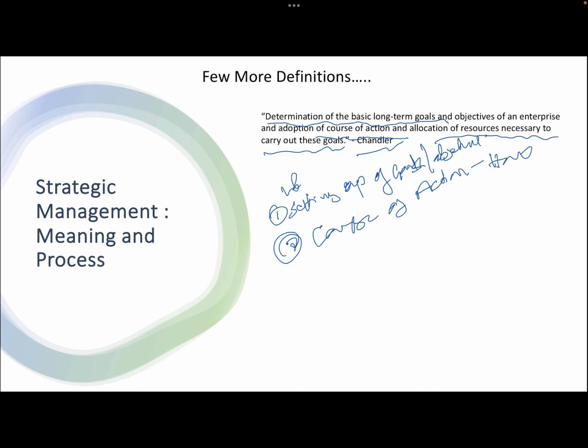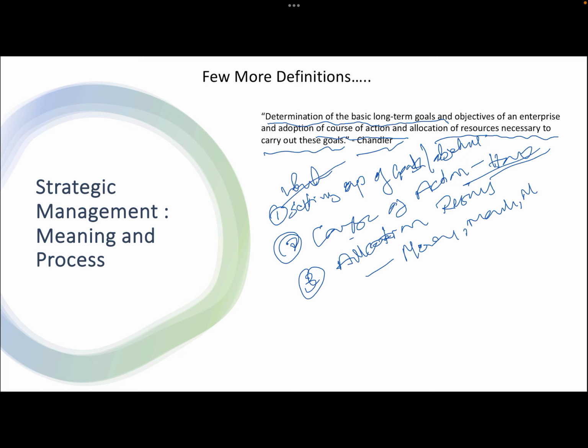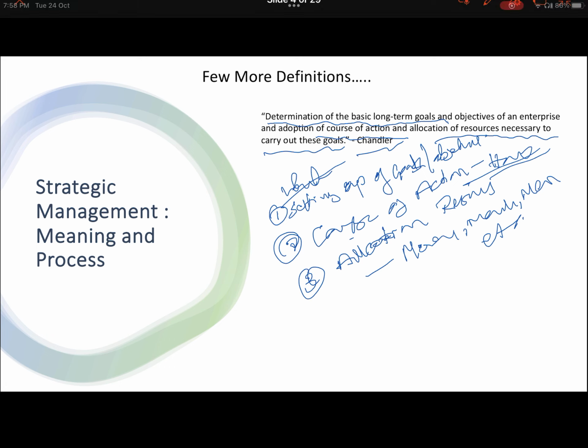Okay, what needs to be achieved, set it up, and how we are going to achieve it. And the third part is allocation of required resources. What are the resources required once the policy is made and then the action plan is defined? So we need to allocate resources like money, machine, man, etc. to achieve the goals. So this is Chandler's definition.